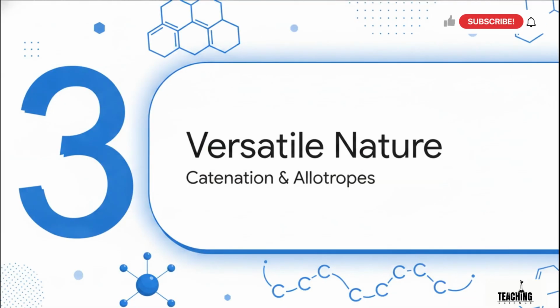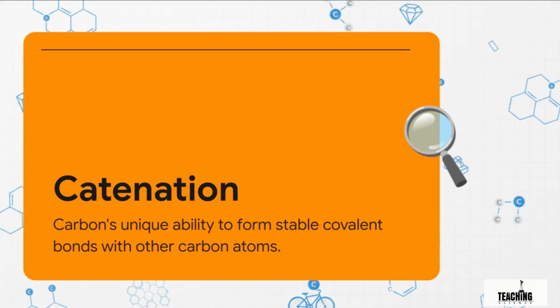Section 3. Carbon's versatile nature. Focusing on catenation and allotropes. Did you know carbon can form literally millions of different compounds? The number of carbon compounds outnumbers all the compounds formed by every other element combined. No way, right? Well, the secret is a superpower called catenation. This perfectly shows off carbon's super-friendly nature.